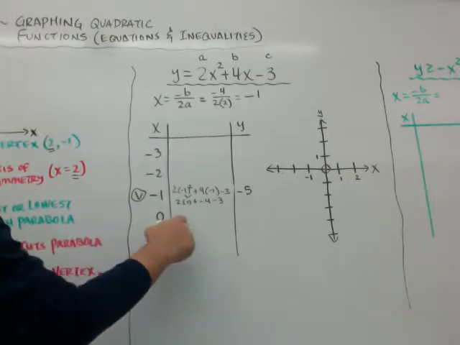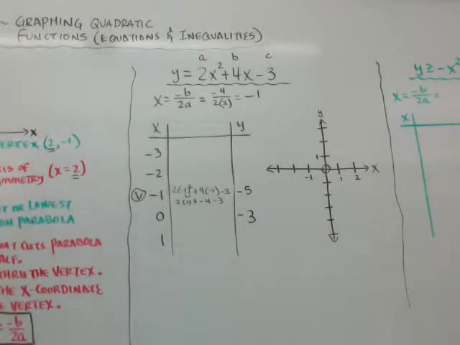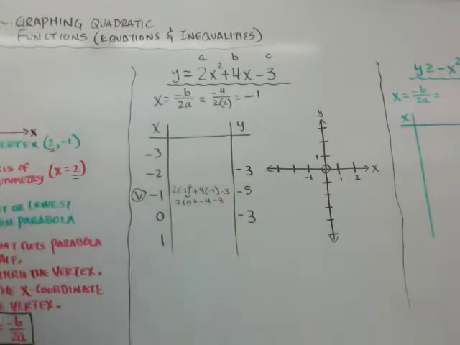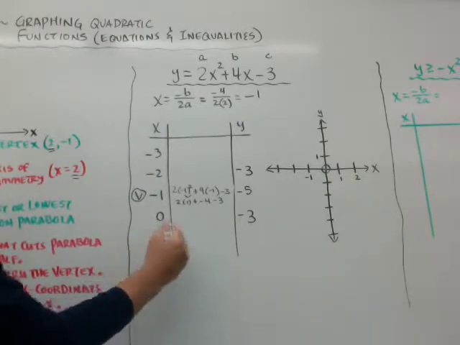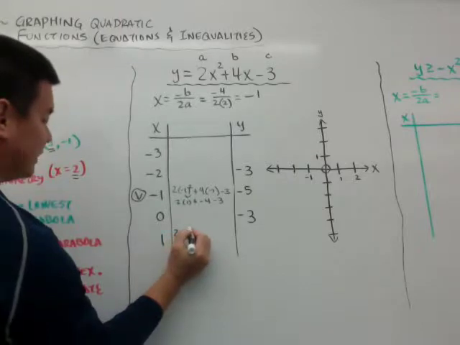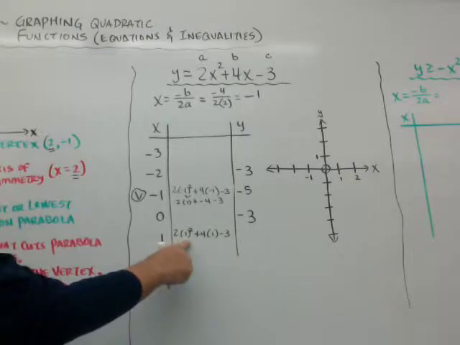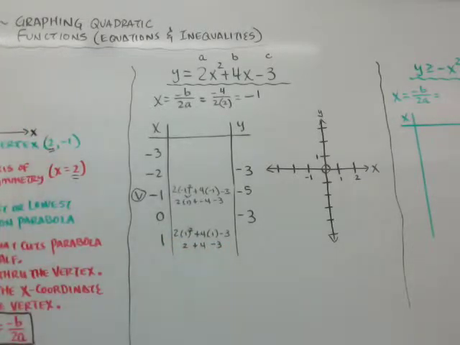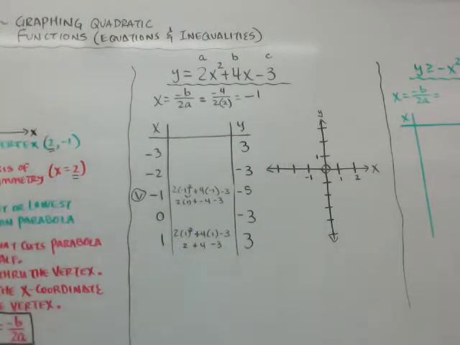The 0 is easy. If I put the 0 in, I get 0 plus 0 minus 3, which is negative 3. But because this is my vertex, I know that the other point is going to be negative 3 as well. I can just fill it in on that side. And then instead of negative 3, I would rather use the 1. It's easy. If I put in 2 times 1 squared plus 4 times 1 minus 3, I get 2 times 1, which is 2, plus 4 minus 3, and that's 6 minus 3, which is 3. And I can put that 3 in there.